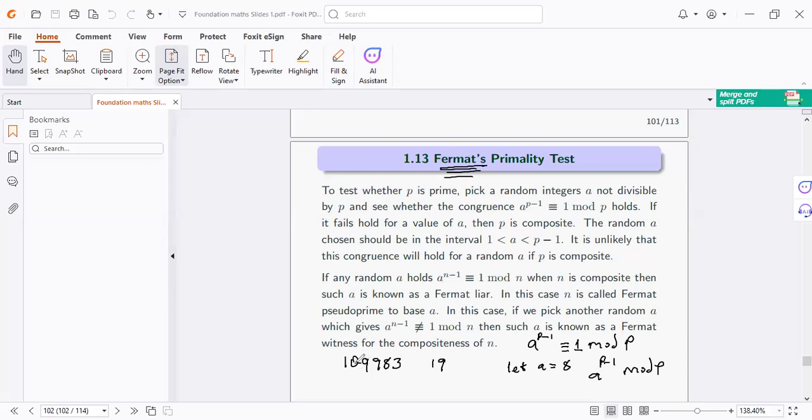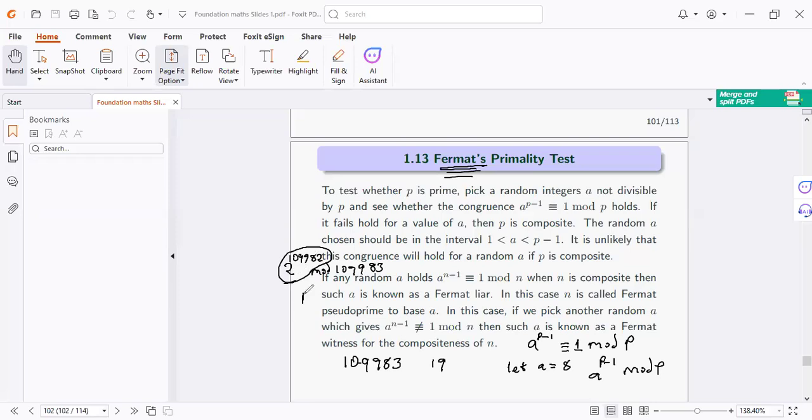I'll pick another smaller number. Let me say I pick 2. So 2 raised to this number minus 1, which would be 10998, then reduce this mod 10999. At this point, you'll be using the first powering algorithm.